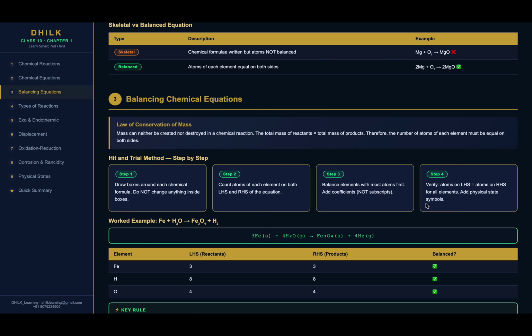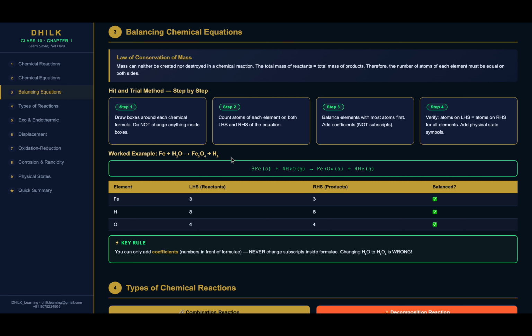So let me give you a worked example to make this very clear. Let us balance the reaction of iron with water. The skeletal equation is Fe plus H2O gives Fe3O4 plus H2. This is the skeletal equation. Let us count atoms on the left side. We have 1 iron, 2 hydrogen, 1 oxygen on the left side, and we have 3 iron, 4 oxygen and 2 hydrogen on the right hand side. So by looking at these numbers of atoms, we can say clearly that they are not balanced.